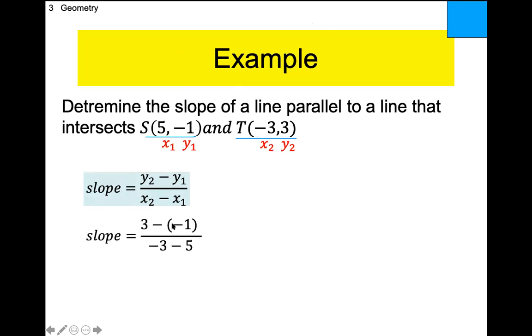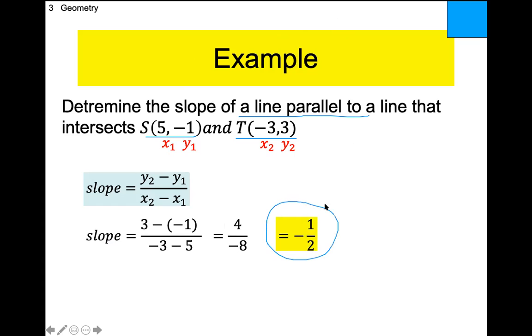Stop me if you're lost. Two negatives turn into a positive, so that's 3 plus 1, which is 4 over negative 8. So we get negative a half. That's the slope of the first line. Except the question doesn't say what's the slope of the first line. It says determine the slope of a line parallel to a line.